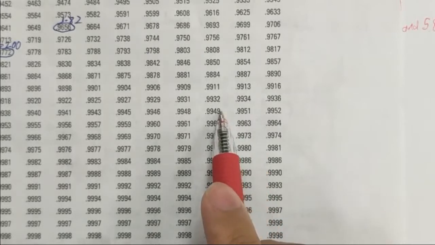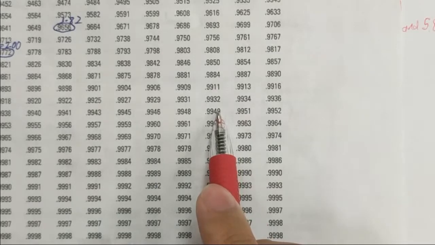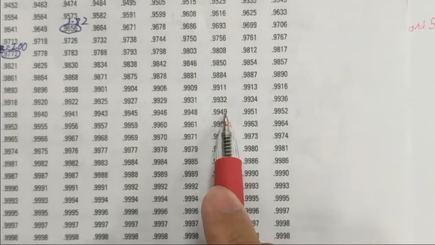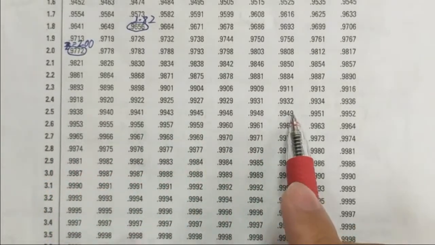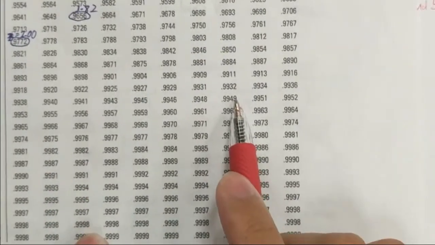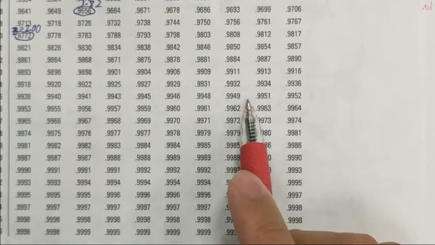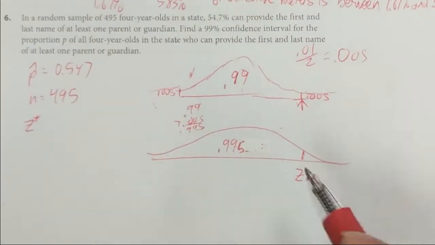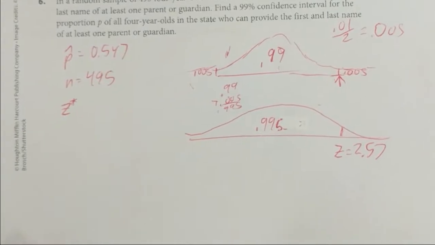These two are equally far apart, so it's about 2.57. This row corresponds to 2.57, or it could be a little bit above that. So we'll just go with 2.57. Okay, so that's our z star.